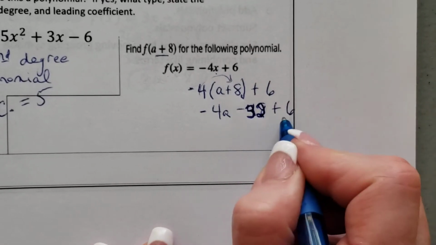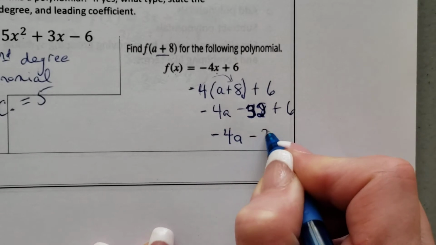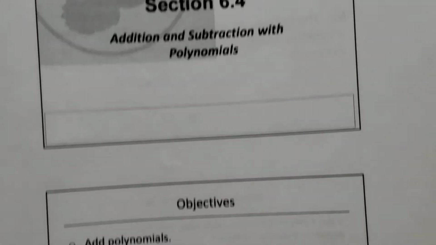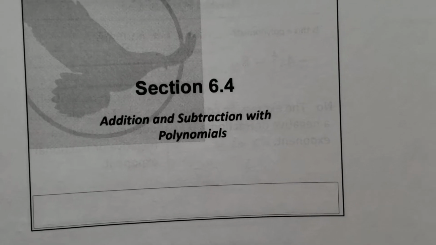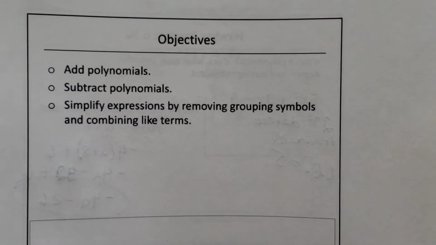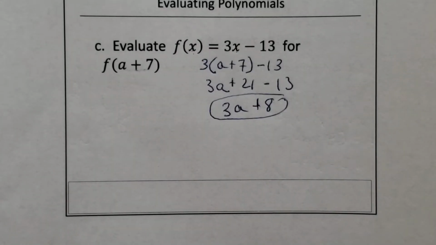Anyway, so when I combine my like terms, I get -4a minus 26, and that is the final answer. All right, so now that takes us into section 6.4. All we're doing in this section is adding and subtracting polynomials. That's pretty easy.